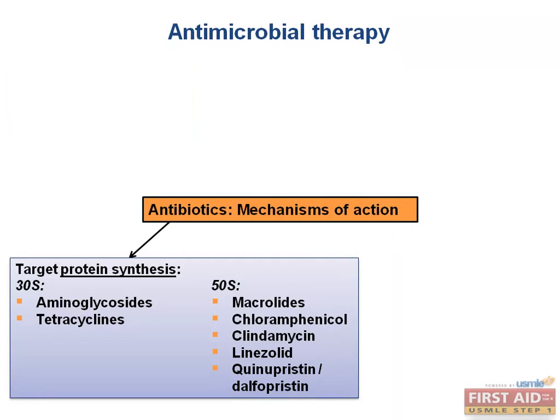Next, we're going to talk about antibiotics that target protein synthesis. These include aminoglycosides and tetracyclines. They both target the 30S ribosomal subunit. There is a long list of antibiotics which target the 50S ribosomal subunit. These include the macrolides, chloramphenicol, clindamycin, linezolid, and the streptogramins, quinupristin and dalfopristin.